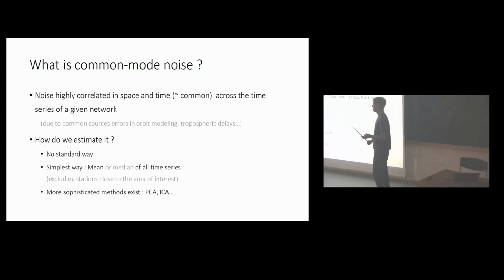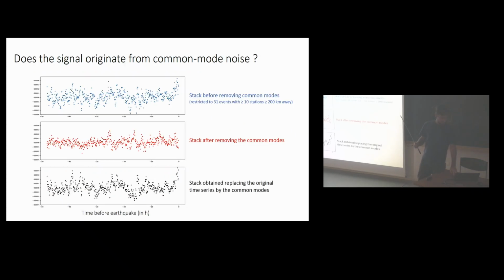So what is common mode noise? It's noise which is highly correlated in both space and time, so more or less common across all the stations of a given network. There's no real standard way of estimating that, but what people usually do is calculate the mean of all the time series and then remove that mean. That would be an estimation of the common mode. So if you do that, you go from this stack.